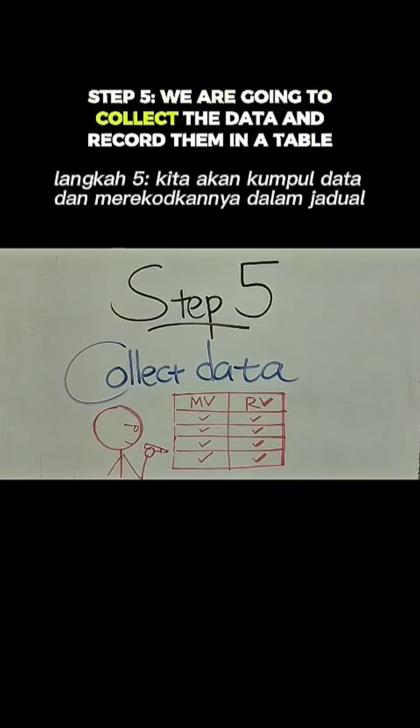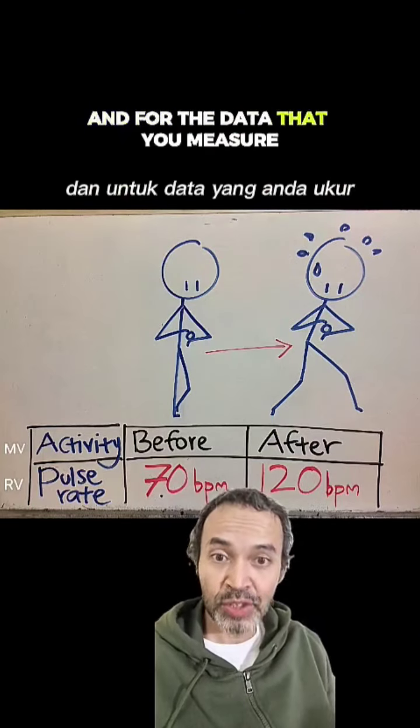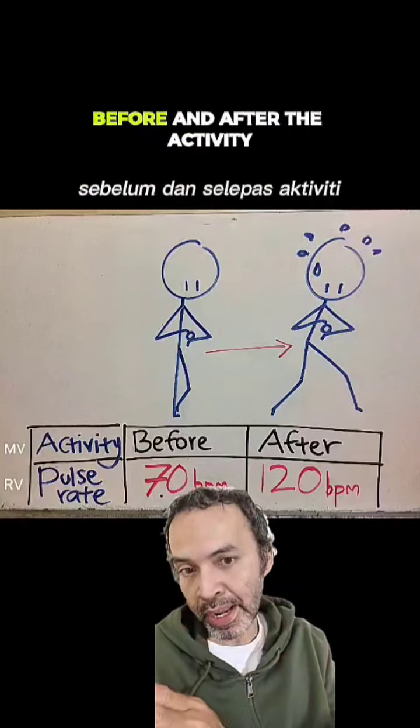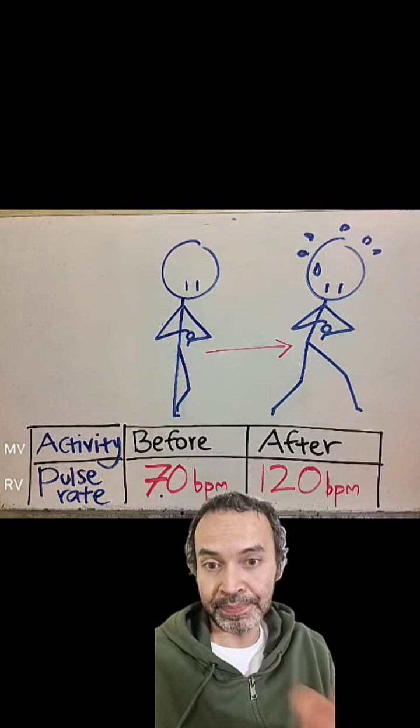Step 5, we are going to collect the data and record them in a table. And for the data that you measure, make sure that you put both the measurement before and after the activity.